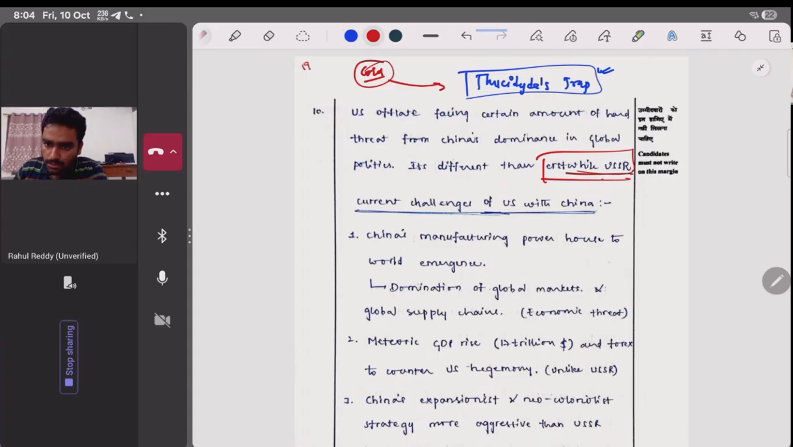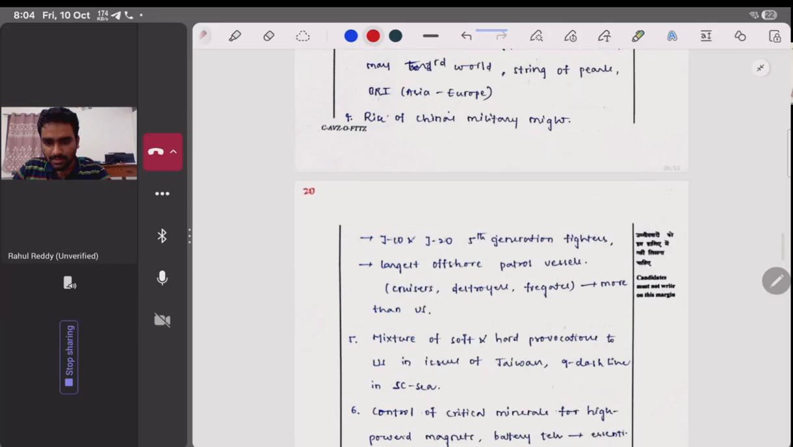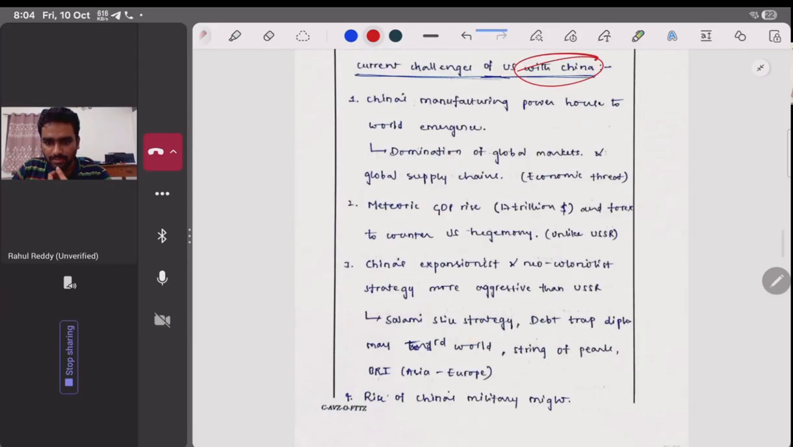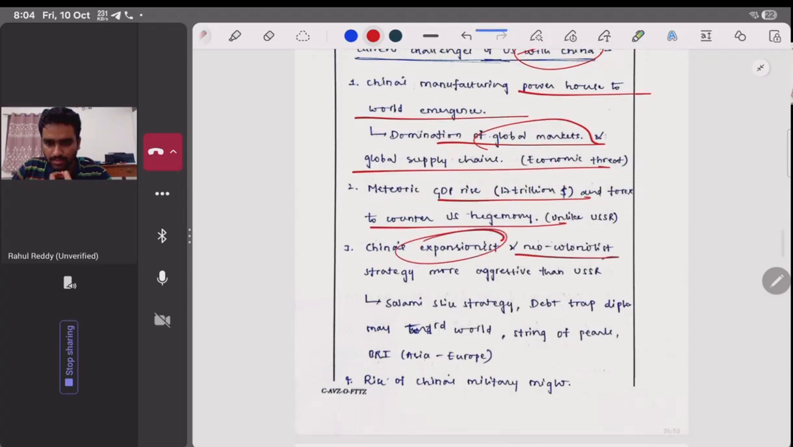It means the power has been transitioning from the USA to China. And for that there has been a collision. There has been a conflict between those two nations. This is known as the Thucydides trap. Right now, the challenges of the US with China, differences from USSR. Manufacturing house to world, emergent dominant of global market, global supply chain, 17 trillion forex, US hegemony. China's expansion is a new colonist strategy more aggressive than USSR. Salami slicing, debt trap, and along with that string of pearls.